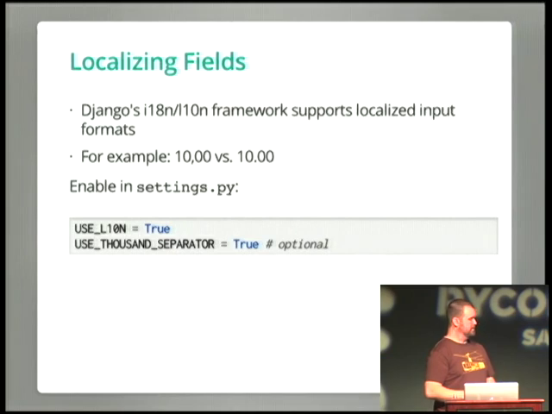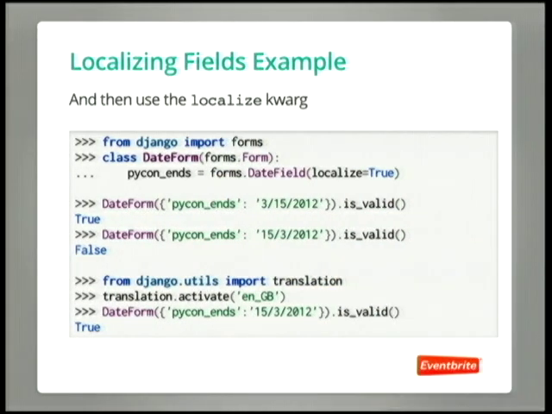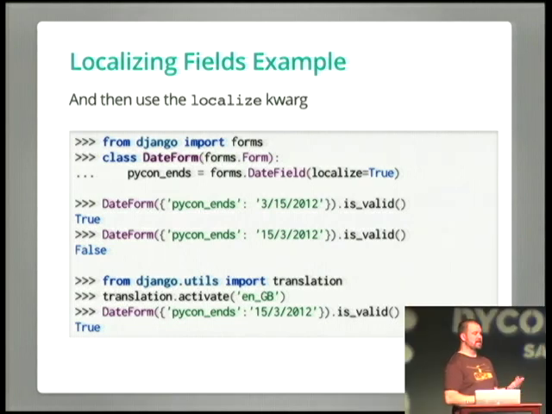You can localize things. This is awesome. If you're doing international work, use L10N is great. It makes things like this work so that you have a date form that has a date, localized. PyCon ends on the 15th is true. On the 15/3, that's not valid. But when I turn on the UK, it is valid. So this is actually super helpful for things like dates and numbers, where we're not all in the US.